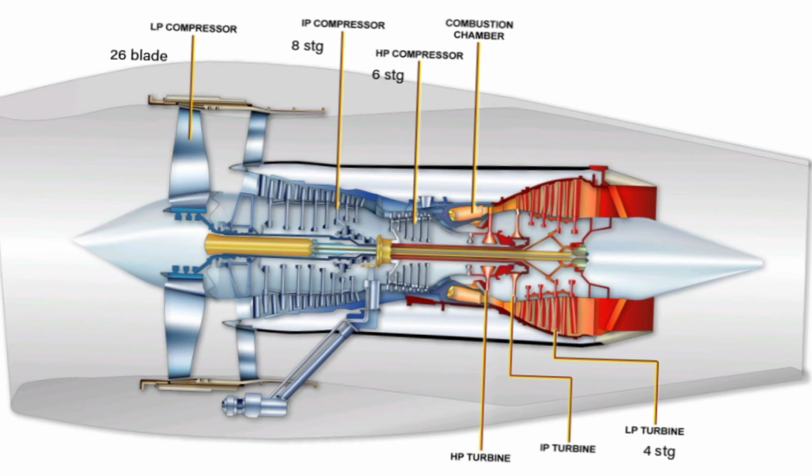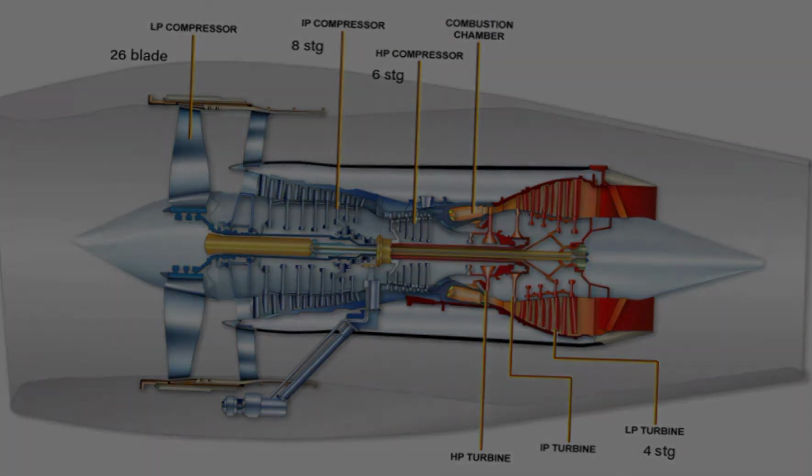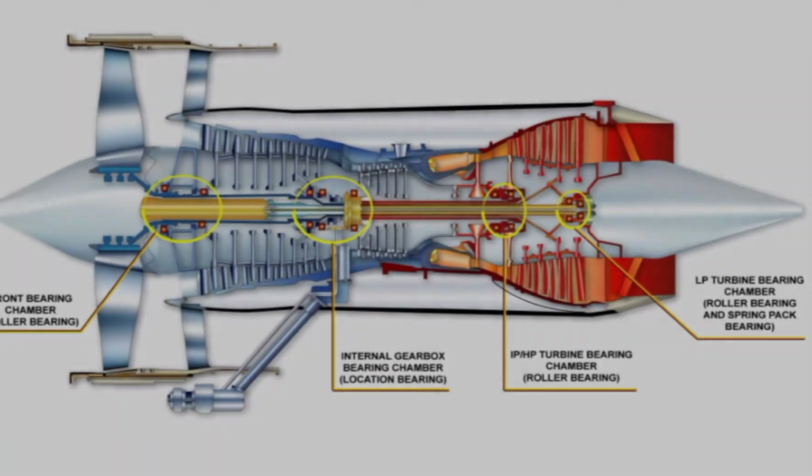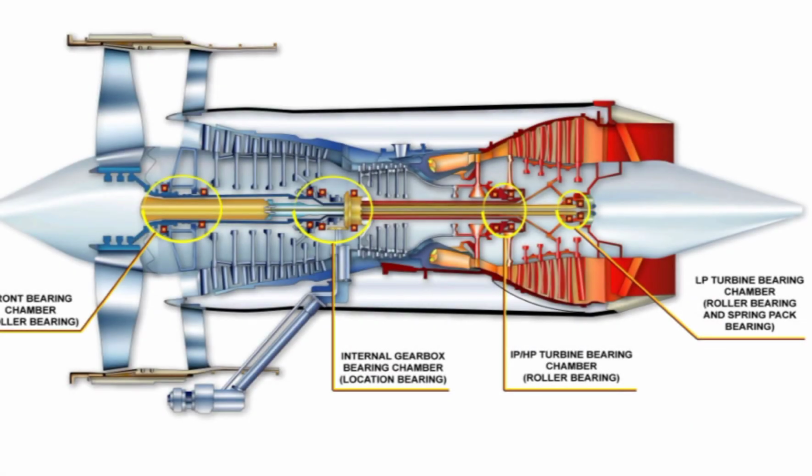Shafts are supported by ball and roller bearings. Two types of bearings are used in this engine. 1. Roller bearings keep the shafts in the correct radial position. 2. Location thrust ball bearings for all three shafts are positioned in the internal gearbox.